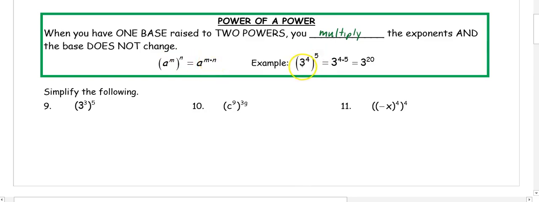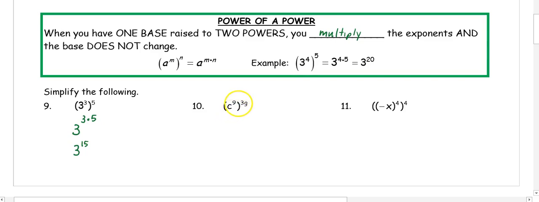With numerical values, we have a base of 3 to the 4th, and then parentheses to the 5th. So we're going to multiply 4 times 5, and we get 3 to the 20th. So in number 9, our base is 3, and we're going to multiply the exponents 3 times 5. So we get 3 to the 15th.